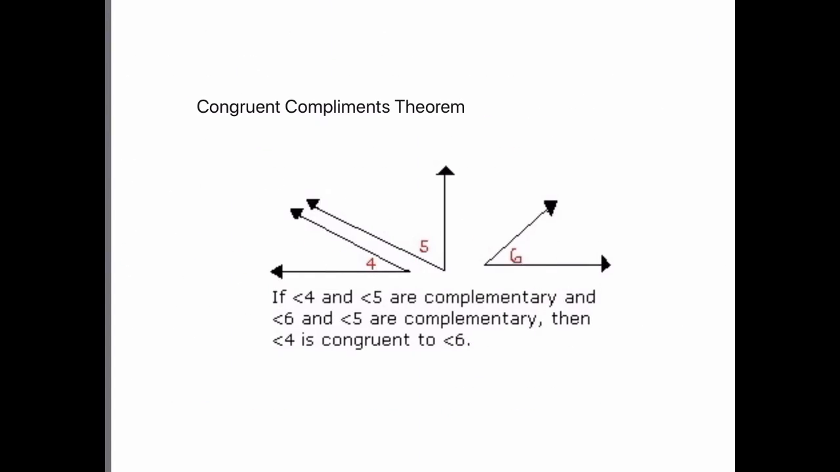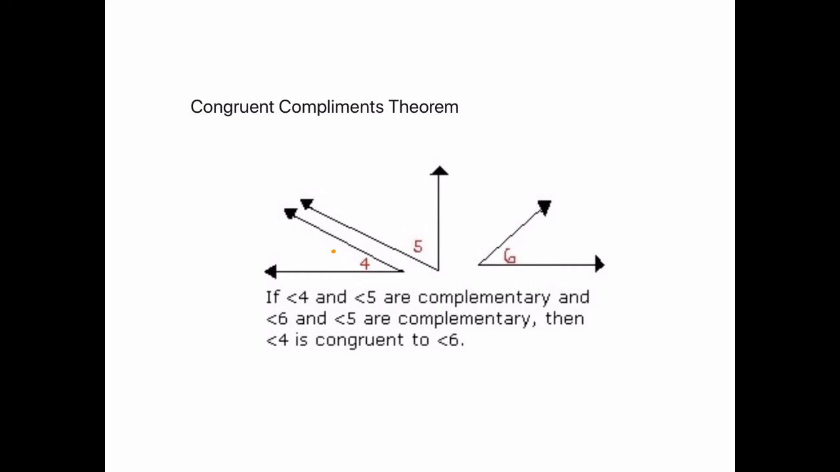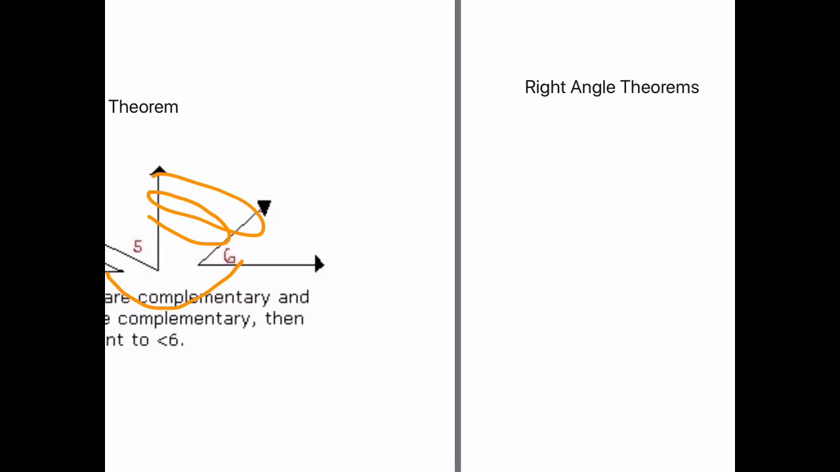All right, our next one here is our congruent complements theorem. And it says that if two angles are complements of the same angle, then the two angles must be congruent. So very similar to the congruent supplements theorem, if these two here are linked together to be complements, and these two here are linked together to be complements, then 4 and 6 must be the same measure.